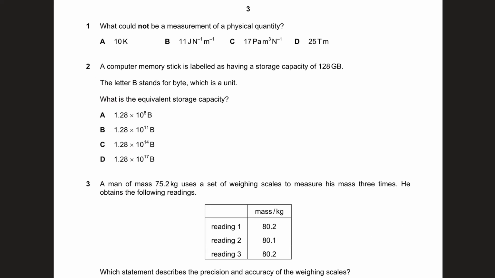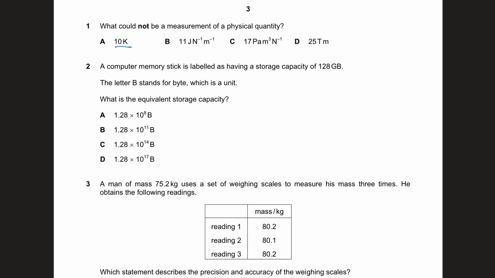So question 1 says, what could not be a measurement of a physical quantity? A, 10 Kelvin; B, 11 joules per Newton per meter; C, 17 Pascal meter cube per Newton; or D, 25 terameters. Now if it's a physical quantity, it needs to have a magnitude and a unit. 10 Kelvin, this looks like a physical quantity. 11 joules per Newton per meter.